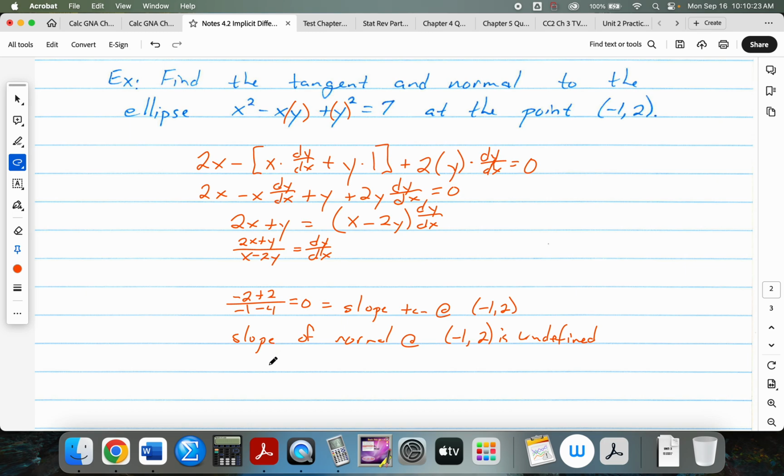So if you have a slope of 0, the x is changing all the time, but the y never changes. So the equation is y is equal to 2. And the normal: if I have an undefined slope, the y is always changing, but the x is not, and the x value is x equals -1.